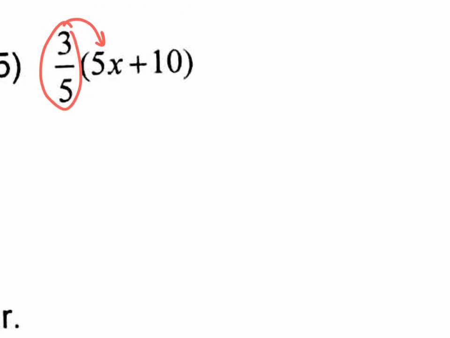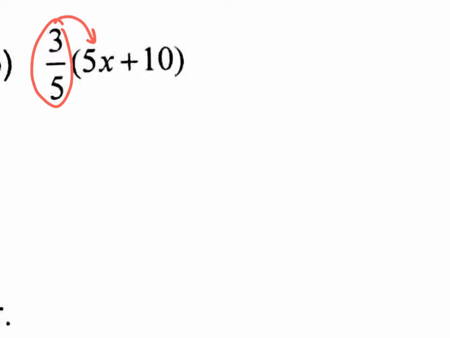Now, since there's not much space, maybe we want to write it over here to the side. Let's write out the 3/5 times that 5x. But that 5x, we're going to put it over what? 1. There you go, over 1. Okay, that's barely distributing right here. We still need to distribute the 3/5 over here to the 10.